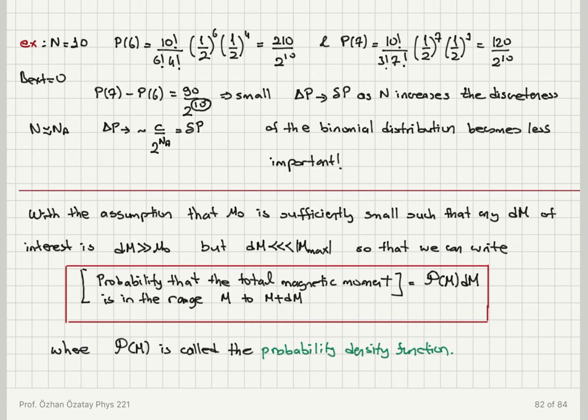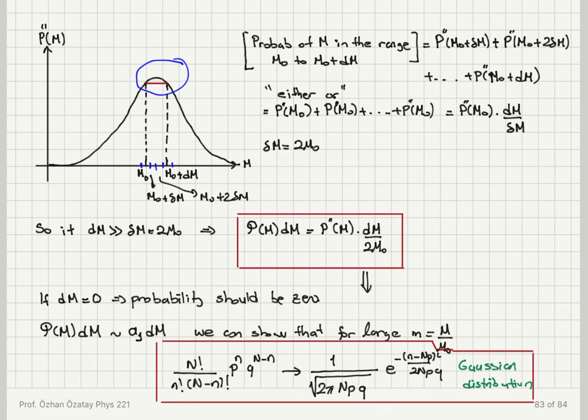So with the assumption that this discreteness mu 0 is sufficiently small for any range of interest dm that I consider, what is the probability of the total magnetic moment being in the range M to M plus dm? That is given by the probability distribution function multiplied by dm. And how do I go from a discrete distribution to a continuous distribution? Well, you need to consider, for the range of interest, the possible values of capital M and their corresponding probabilities.